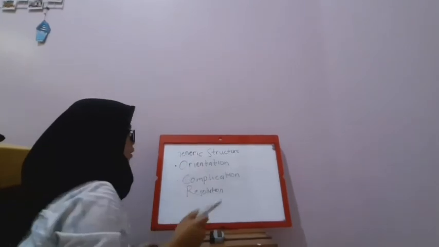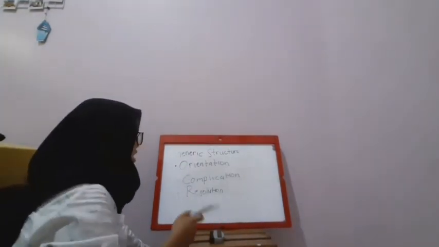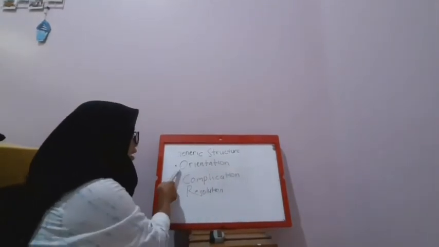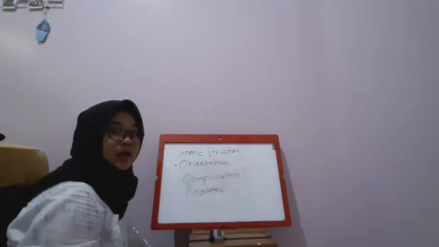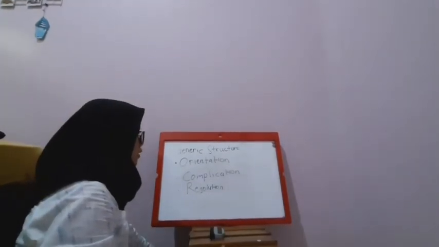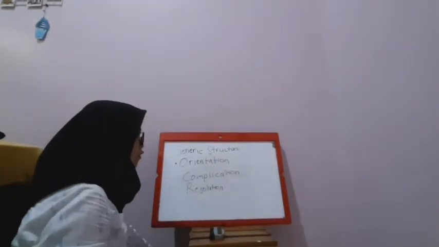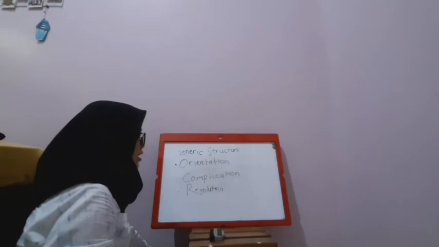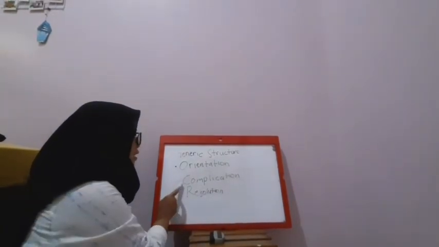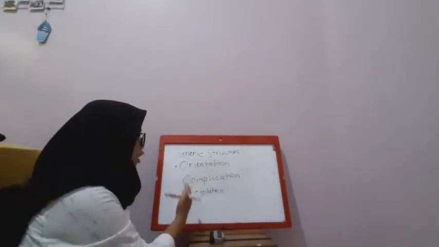Orientation is the opening of the paragraph where the characters are introduced. Orientasi adalah paragraf pertama di mana karakter diperkenalkan seperti tokoh, waktu, tempat kejadian. And complication is the middle of the story where the problem begins. Komplikasi adalah inti dari cerita, di mana masalah sudah mulai muncul.